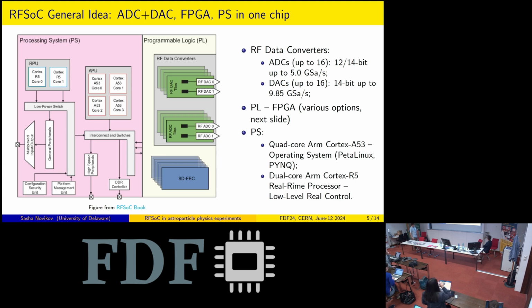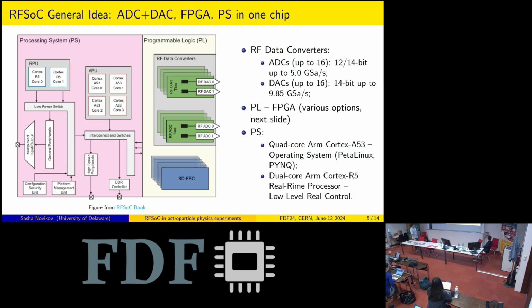And then what is very interesting for us specifically is that in the same chip you already have ADCs. So depending on the option of the chip, you have up to 16 of them, and they are either 12 or 14 bits. And the modern ones are now, most of them, 14 bits, and they can sample up to 5 gigasamples per second. And you have also up to 16 DACs, and they're also 14 bits, and they can operate with a sampling rate almost up to 10 gigasamples per second.